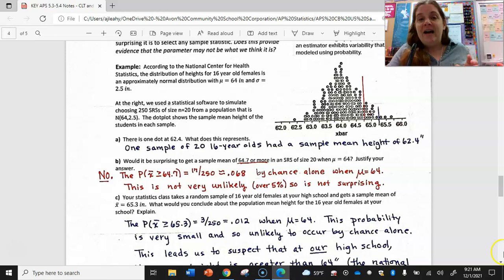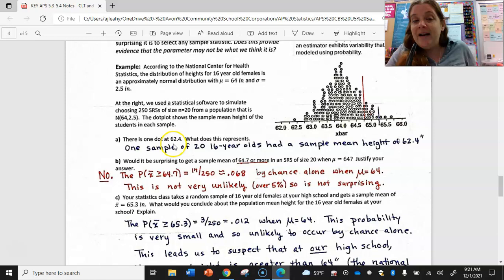All right, so here's the idea. I have this example. It says, according to the National Center for Health, the distribution of heights for 16-year-old females is approximately normal with a mean of 64 and a standard deviation of 2.5 inches. At the right, here is statistical software that was used to generate 250 different simple random samples of size 20, from a population that would look like this. So what we have here is a simulation, basically saying if the mean is 64 and the standard deviation is 2.5, and you took 250 simple random samples, here's what X bar would look like.